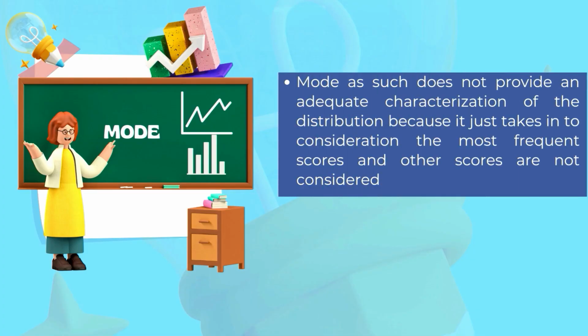So mode as such does not provide an adequate characterization of the distribution, because it only takes into consideration the most frequent score, and other scores are not considered. This is a kind of limitation you can understand, though sometimes it is very useful when we have data of a different nature. We will talk about it more in a few minutes, but here you have to understand that mode is only associated with the number which is most frequent in nature, mostly occurring in the data set.